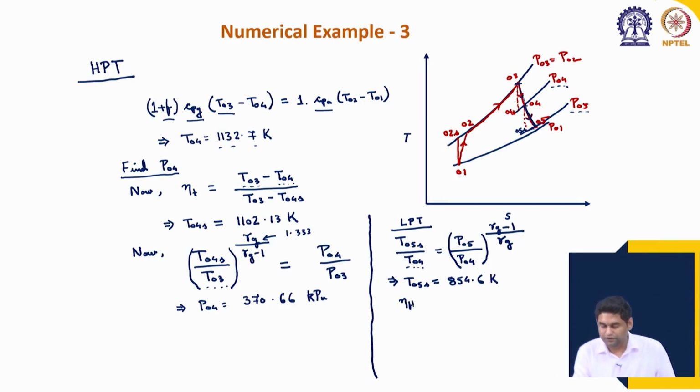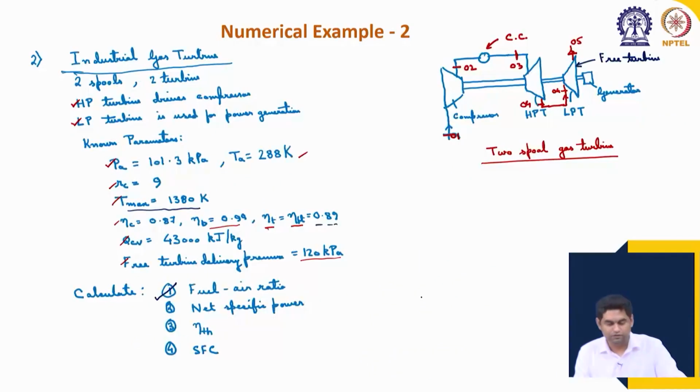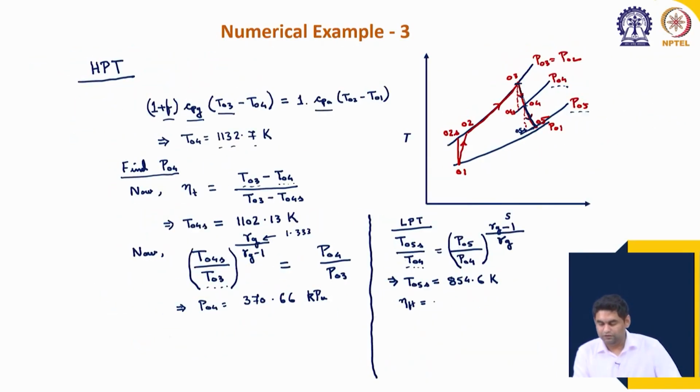The isentropic efficiency of the free turbine is given as 0.89. We already know the definition, so I am not writing it, but using the isentropic efficiency we will be able to get the value of T05, which comes out to be equal to 885.18 Kelvin. So, all the states are known, pressure and temperature at all states are known.